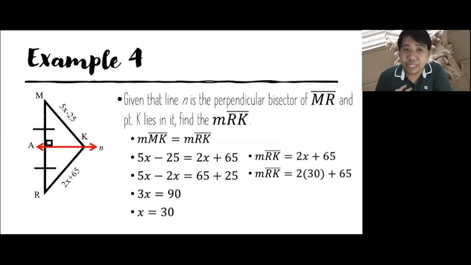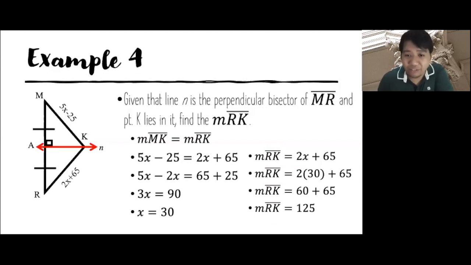So the measure of segment RK is equal to 2 times 30 plus 65. Ano po yung 2 times 30? Yun po ay 60. Tapos plus 65. What is 60 plus 65? That is 125. Kaya po ang measure ni segment RK ay 125.